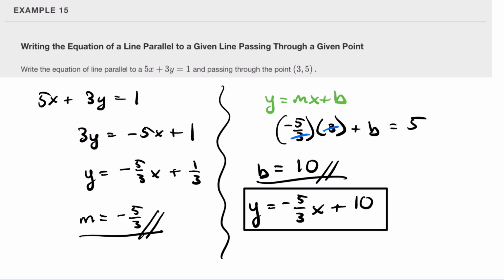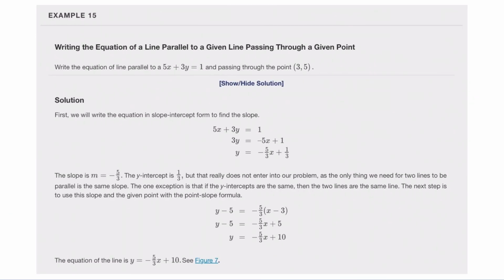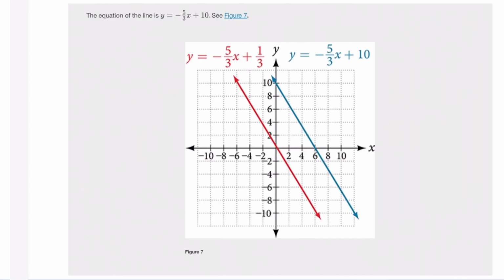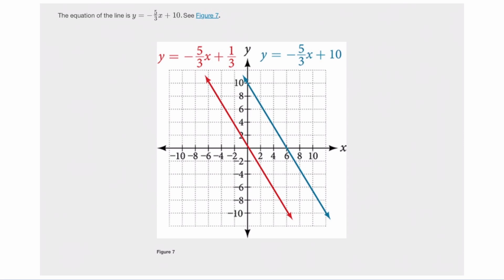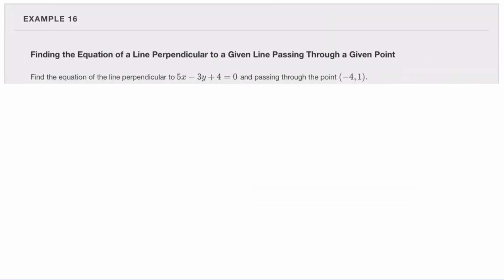Negative 5 by 3 x plus 10. Notice that when x is 3, the corresponding y is 5. And you see it here. Then we got maybe one more example.